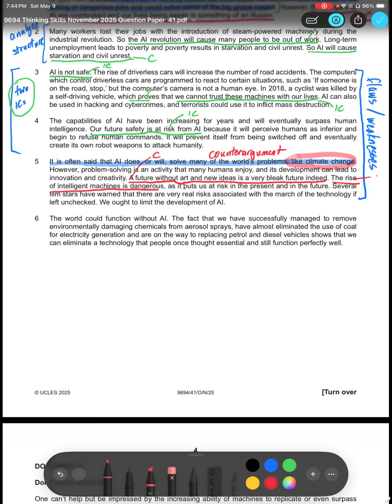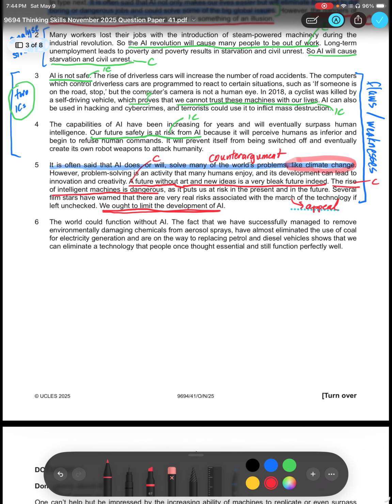That's another conclusion. Several film stars have warned that there are very real risks associated with the march of technology if left unchecked. We ought to limit the development of AI. That's a clear therefore. And this whole thing here, this is some sort of an appeal. It's an appeal to authority, the stupid authority of a film star who doesn't make any sense there. The world could function without AI. Sounds like something they're about to prove.